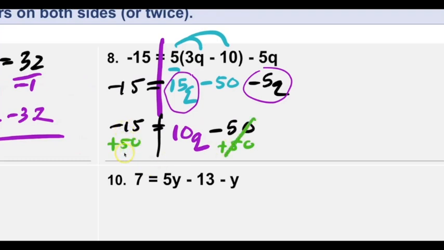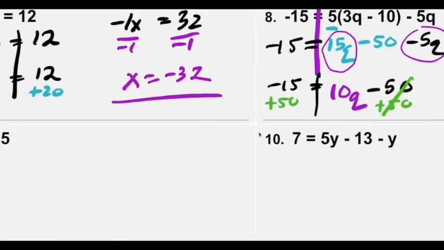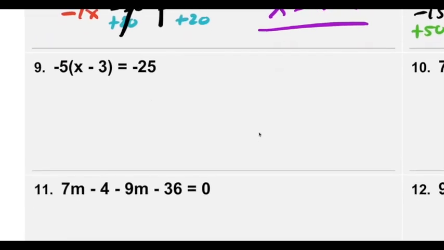-15 plus 50 is like 50 minus 15, so 35. So 35. Everything else stays like that. Remember, these canceled out. And then I'm going to divide by 10. And you get 35 over 10 equals q. If you want that, easy thing to divide, 3.5 equals q. If you want that as a decimal. Okay. Let's move on, do some more.